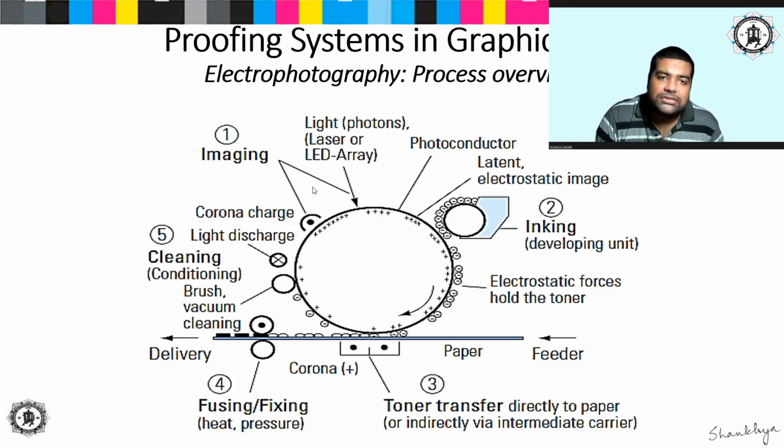Now the third step is basically the inking process, where first the inking rollers agitate the toner particles so that they attain a negative charge within themselves, and as soon as they come into contact with the photoconductive drum, the powder toner particles get attracted towards the positively charged image areas of the photoconductive drum. And once this is done, the paper is passed in contact with the photoconductive drum and the image is transferred. This step is known as the toner transfer.